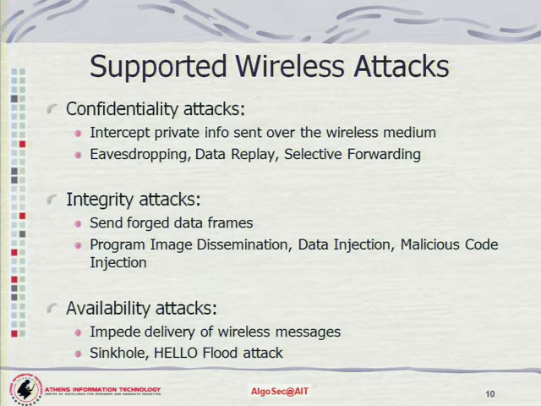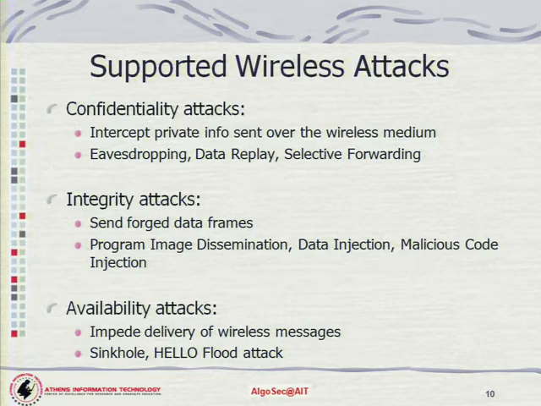By capturing data and extracting information, like we presented in the previous slide, we can launch again a various number of attacks. So the security profile of a wireless sensor network is exactly the same as a wired network. We have confidentiality attacks, in an attempt to intercept private information sent over the wireless medium: eavesdropping, data replay, selective forwarding.